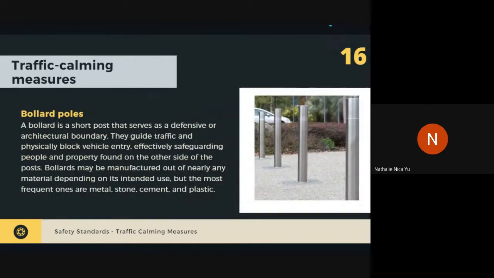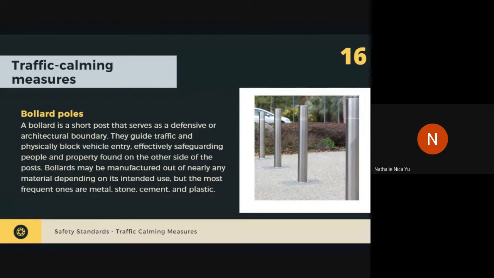Okay, next we have bollard poles. A bollard is a short post that serves as a defensive or architectural boundary. They guide traffic and physically block vehicle entry, effectively safeguarding people and property found on the other side of the posts. Bollards may be manufactured out of nearly any material depending on their intended use, but the most frequent ones are metal, stone, cement, and plastic.